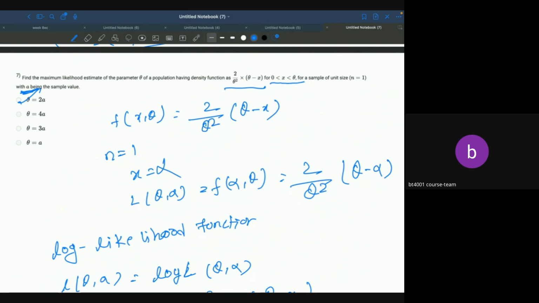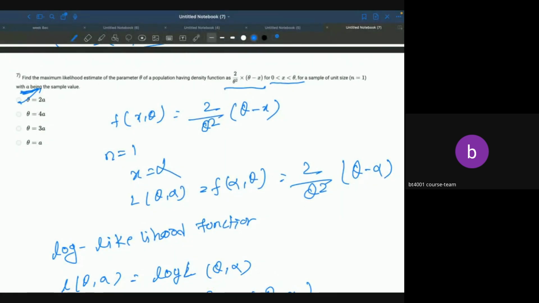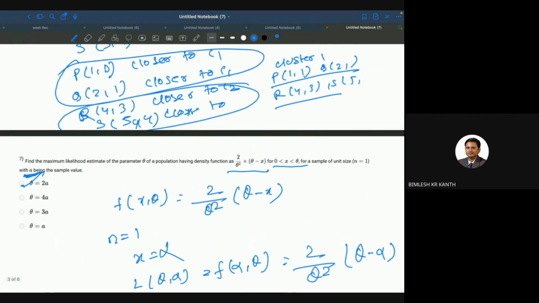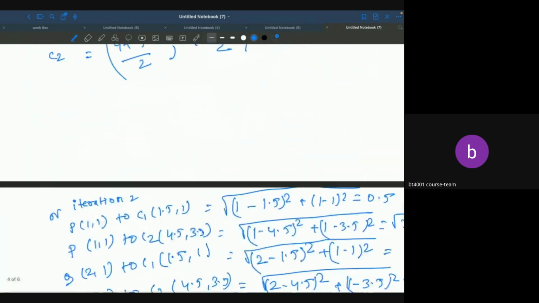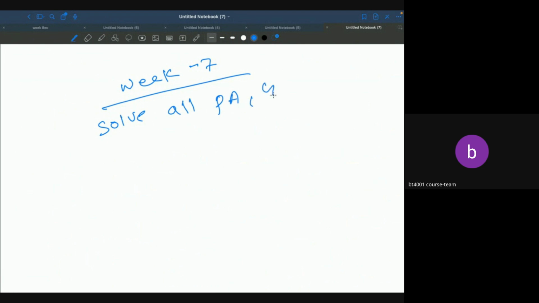Any doubt in this question? What can be a twist to this question for week 7? No twist, I will ask simple things, don't worry. So week 7, again I am repeating, solve all PA, GA and PYQ. This will be sufficient for you. It will be simple only.